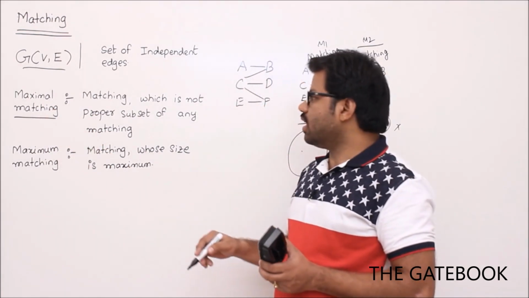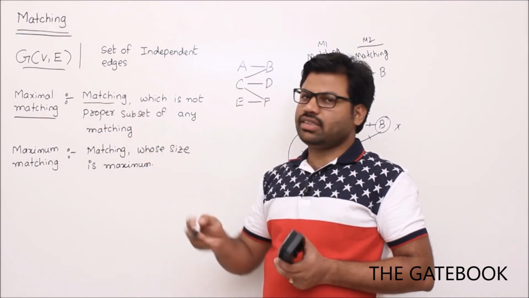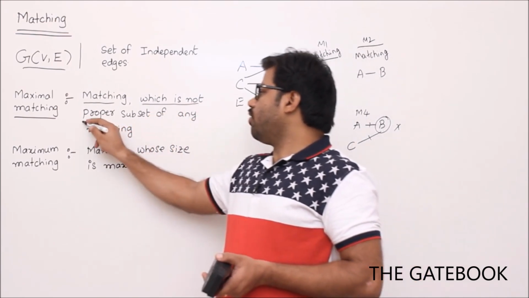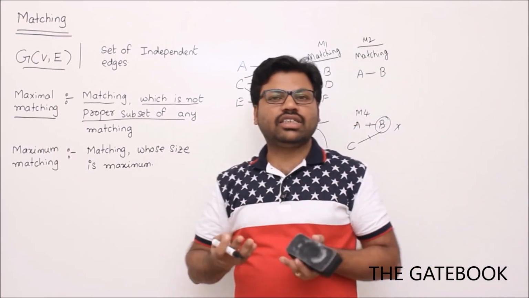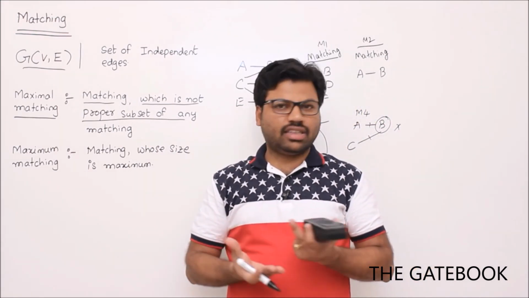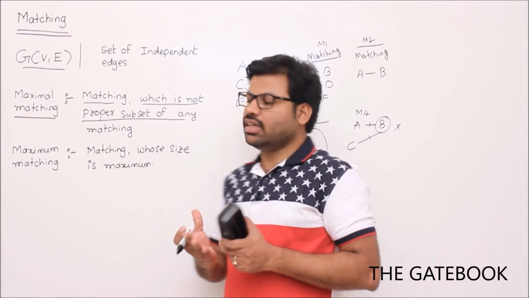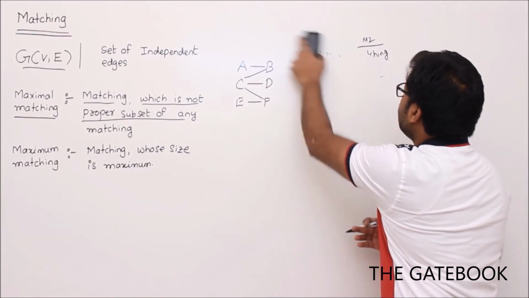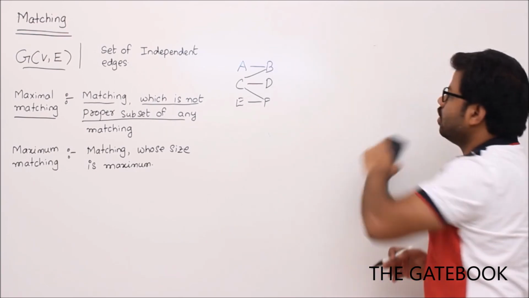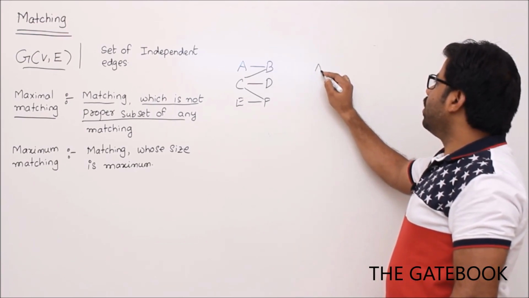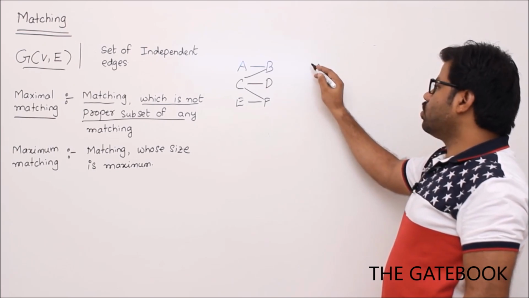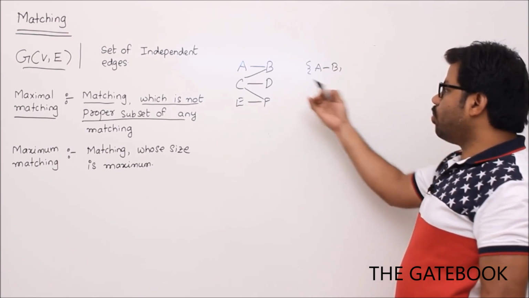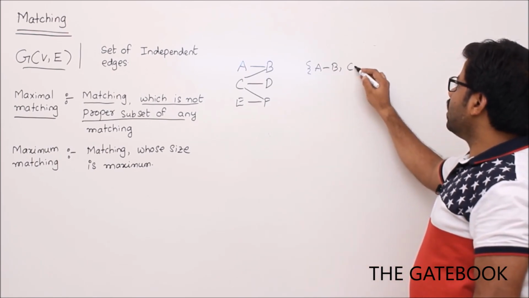Maximal matching is nothing but a matching. We know what a matching is: a set of independent edges which is not a proper subset of any other matching. Then that is called a maximal matching. Let's try to find maximal matching. Let's take this example. Let me write a matching AB. I write it in set form so that we can easily understand.